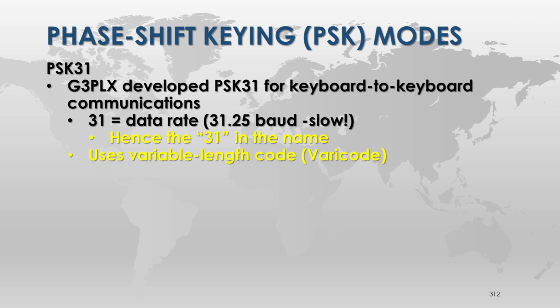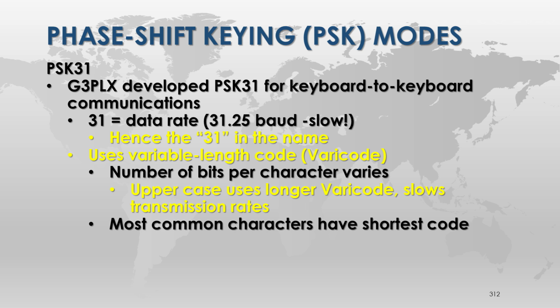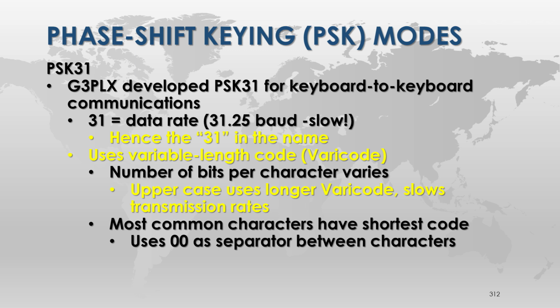It uses variable length code, or varicode. The number of bits per character varies. Uppercase uses longer varicode and slows transmission rates. That's probably on purpose so that people can't yell at each other as easily over the airwaves. Most common characters have the shortest code. It uses 00 as a separator between characters.